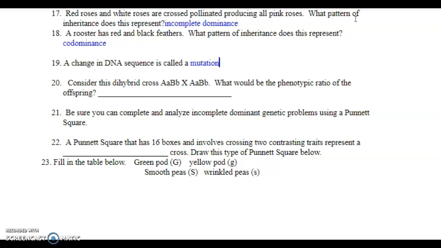Number 20 says consider the dihybrid cross big A, big B, little b, and big A, big B, little b. Both of these parents are heterozygous for both traits. Both are heterozygous big A, and heterozygous big B, little b. So both parents are heterozygous for both traits. What would be the phenotypic ratio? This is that 9 to 3 to 3 to 1 magic ratio I said to remember.